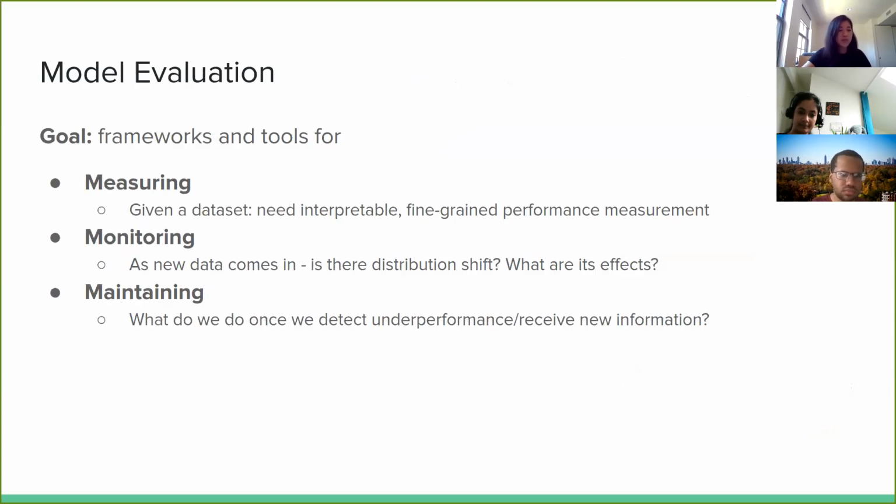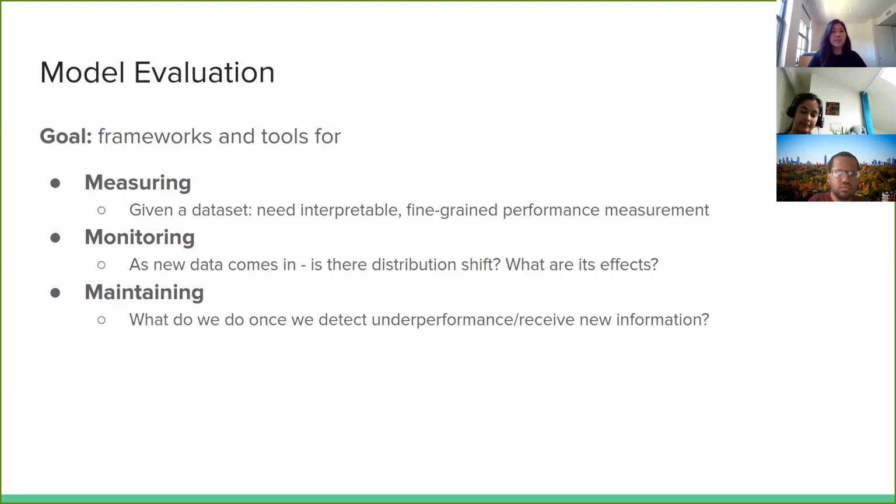So the main steps in model evaluation, like I mentioned before, are measuring, monitoring, and maintaining. When we're measuring the performance of a model on a data set, we usually think we're given a data set and we compute some summary statistic on it, like the F1 score, precision or recall, accuracy. This is just an average over the entire population. But we can often miss out on understanding the complete picture if we're just doing that.